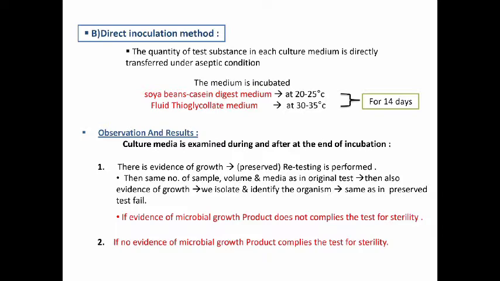Observation and result. Culture media is examined during and at the end of incubation. First, if there is evidence of growth, then a repeat retest is performed with the same number of samples, volume and media as the original test. If there is again evidence of growth, we isolate and identify the organism, as in the repeat test failure. If there is evidence of microbial growth, the product does not comply with the test of sterility. Second, if there is no evidence of microbial growth, the product complies with the test of sterility.